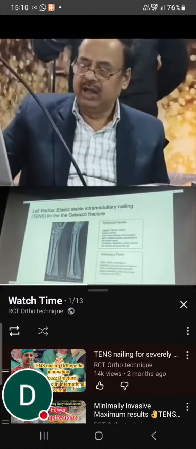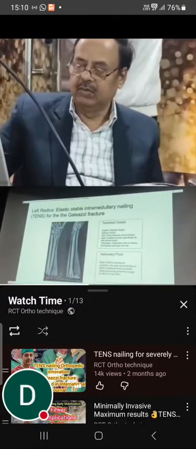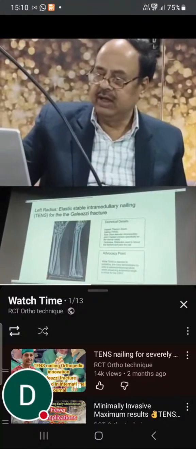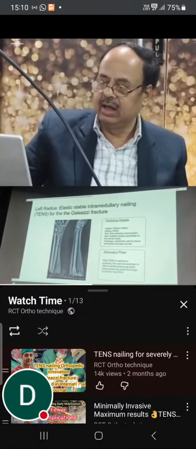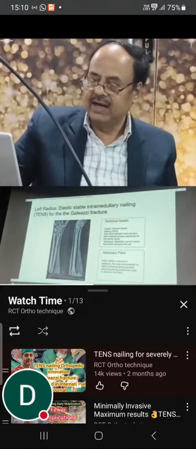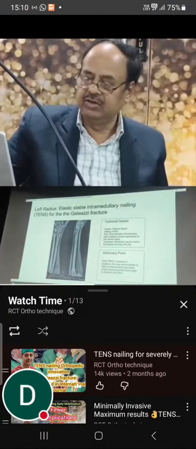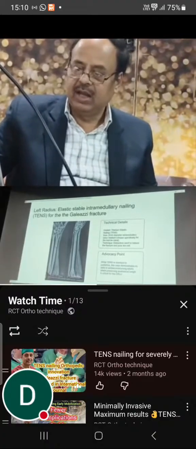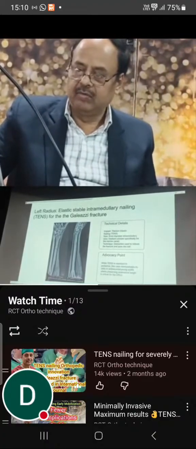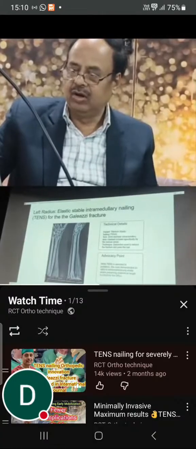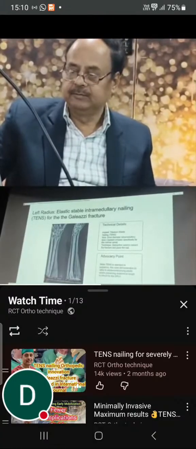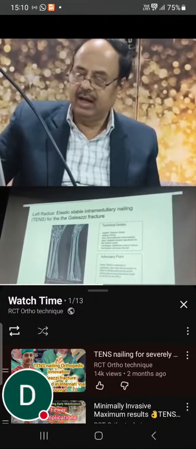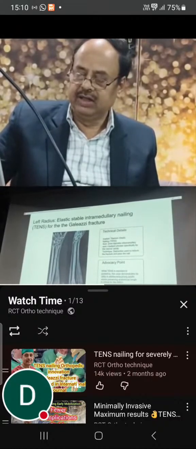Whereas in this left radius, the Galeazzi fracture, we did TENS nailing. In this case, a 2 millimeter TENS nail was used. Usually you use a 2.5 millimeter TENS nail, but we used a 2 millimeter TENS nail. Still there is distraction at the fracture site. So this was the problem due to the narrow canal.